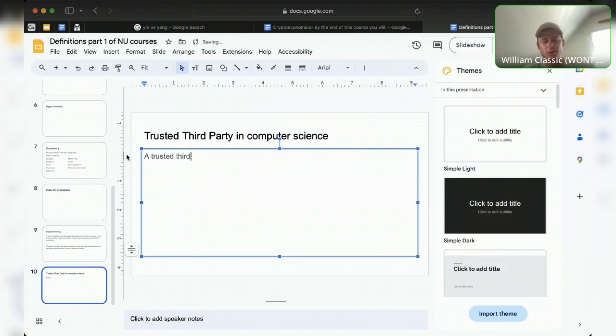Trusted third party is an intermediary between two other parties trying to exchange or communicate information / value.